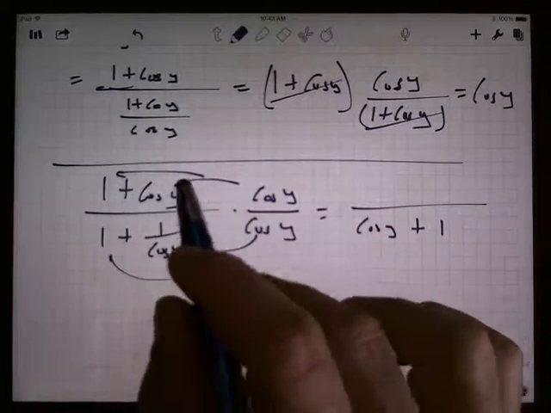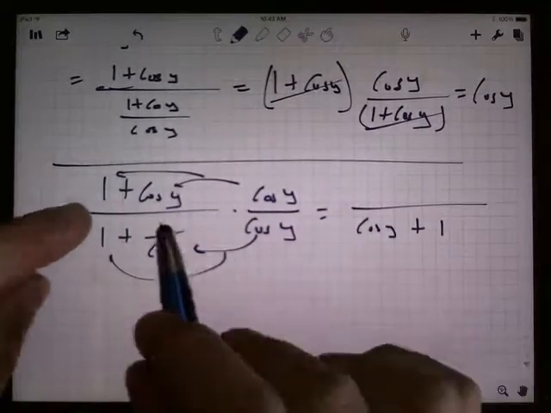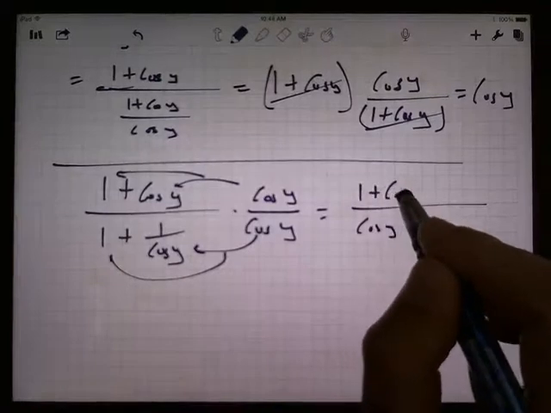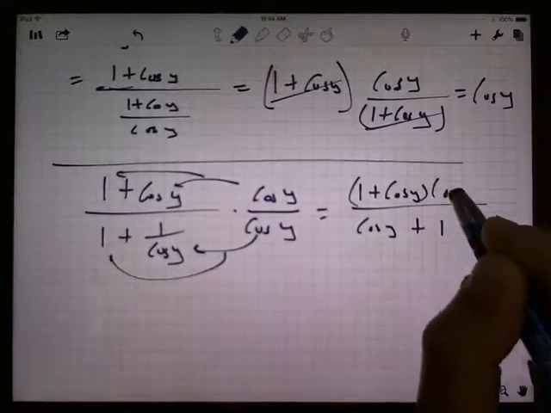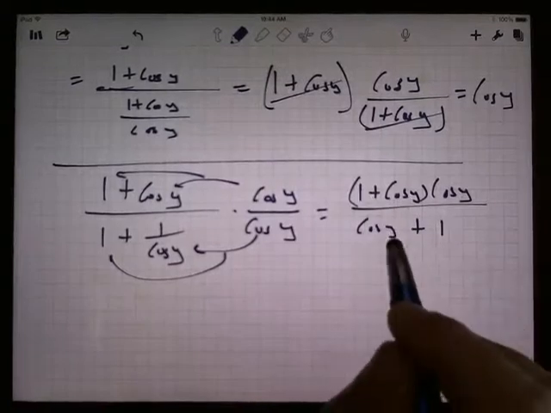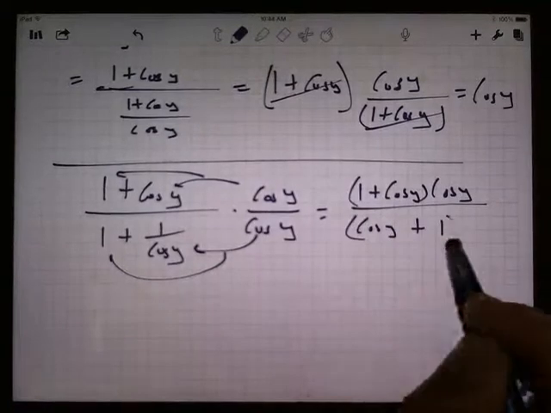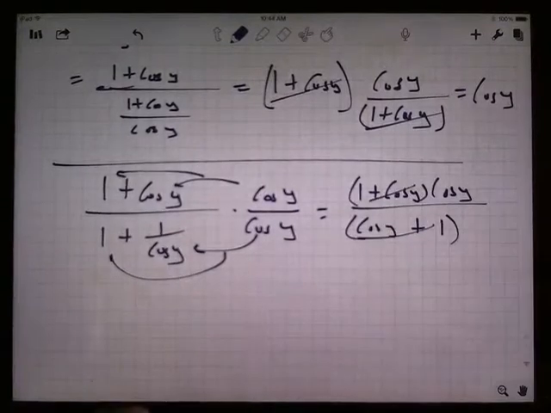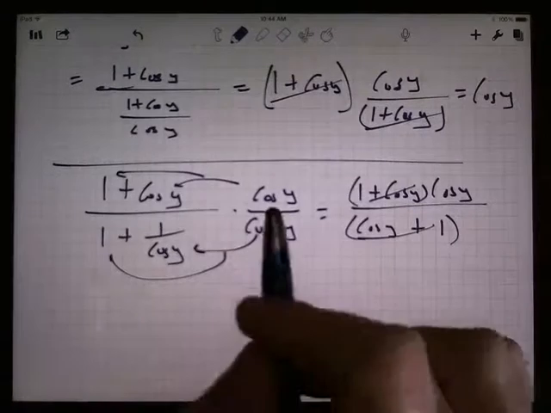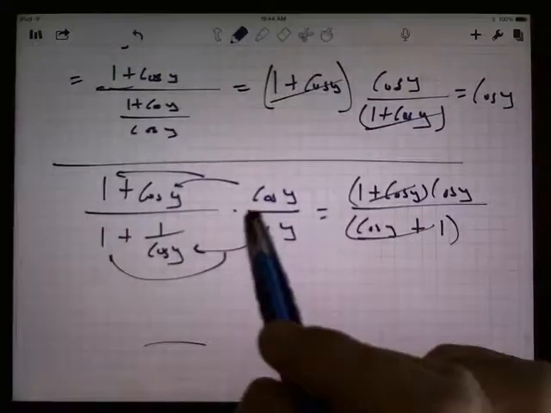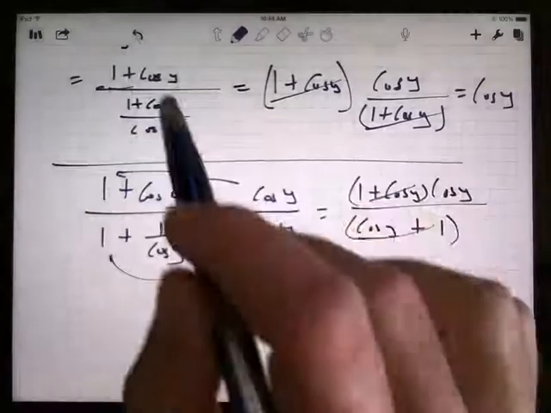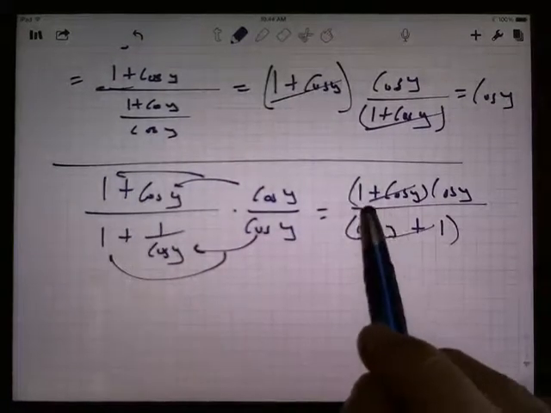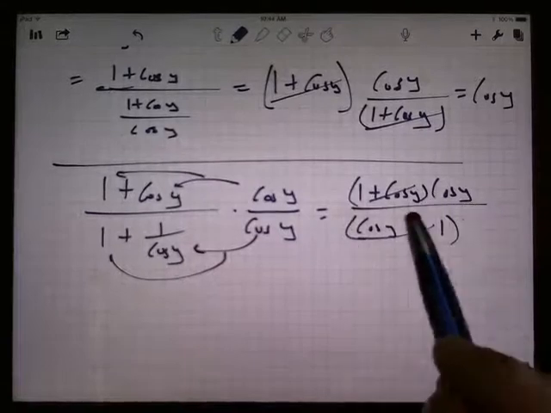In the numerator, I could do a distributive property too, except that I notice, oh, look, if I just leave it factored here, 1 plus cosine y times cosine y, then I recognize that the bottom looks just like that factor there. So this and that are the same, and those will cancel out, leaving me with cosine y. If you had multiplied this out, if you had said cosine y plus cosine squared y, that would be okay. But then in order to cancel, you'd have to factor it back out again.